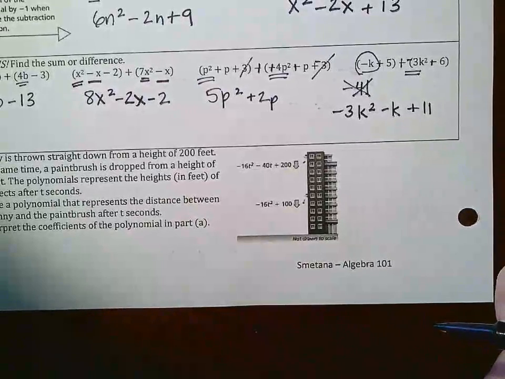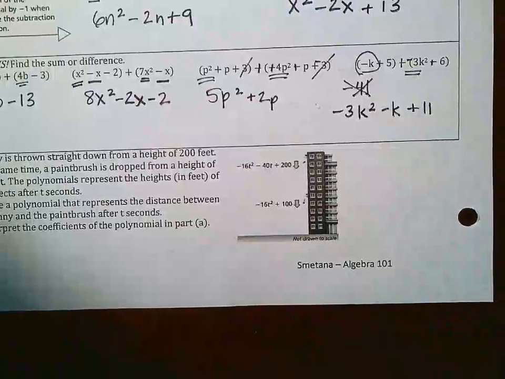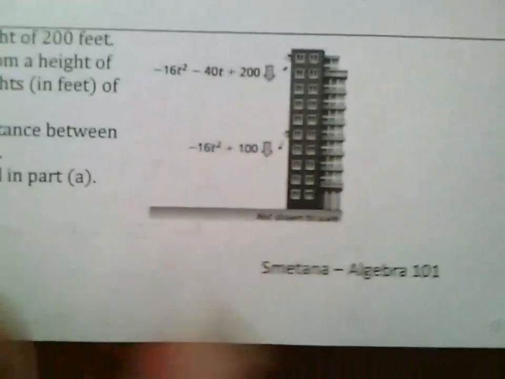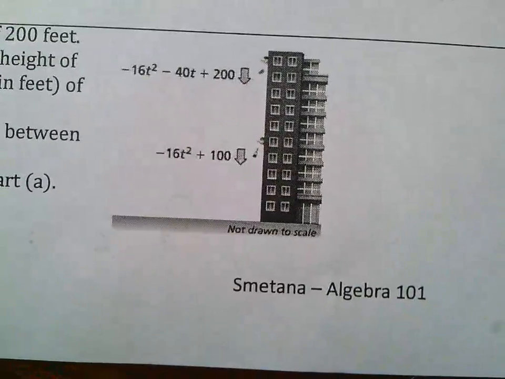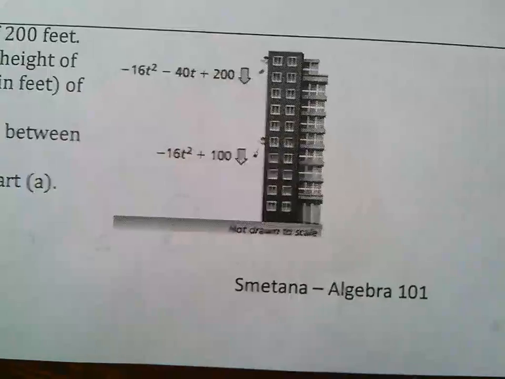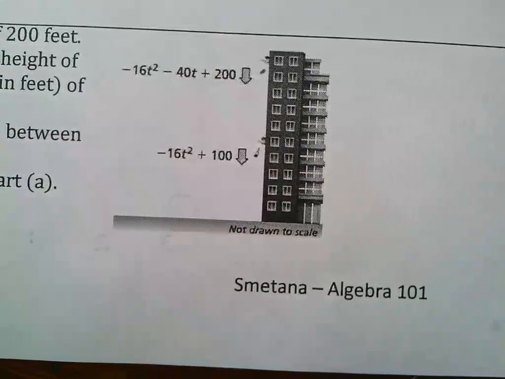Okay, so let's say that you drop a penny and a paintbrush from the height of a 200-foot building. Now, why you'd want to do that, I have no idea. But if you look at this picture right here, you can see that both objects got dropped, and they both have different rates of velocity and when they were dropped and time-wise and things like that. So they gave us these two equations.